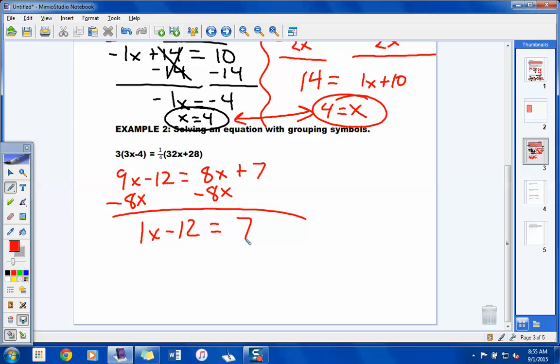Then you add 12 to both sides. That would be 1x is equal to 19 divided by 1. Very good. Okay. So far, we had solutions in both of these equations. Remember, I prefaced this by saying, you know what? Some of these problems may not have an answer, right?